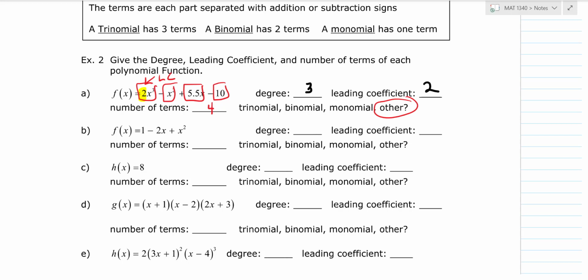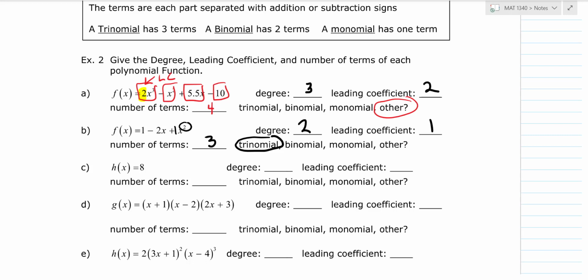Okay. All right, what do you think on part B? What do you think the degree is? 2, good. What is the leading coefficient? 1. Because it's the number in front of the highest power. So you understand that there's a 1 in front of x squared. Okay, how many terms in this problem? There are 3. So what do we call it? A trinomial, good. Okay, all right, just trying to get the vocabulary down. There are 3 terms, all right?